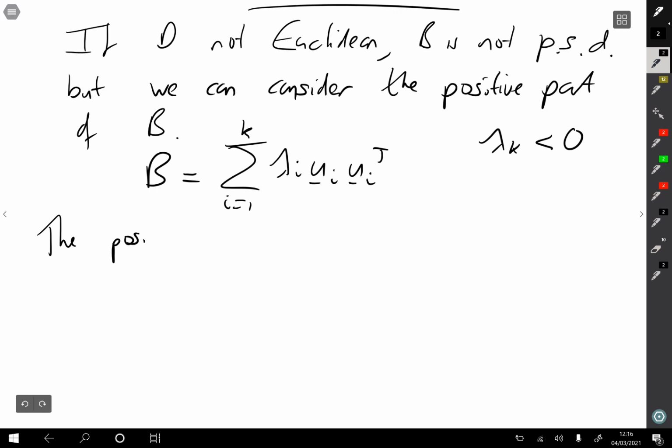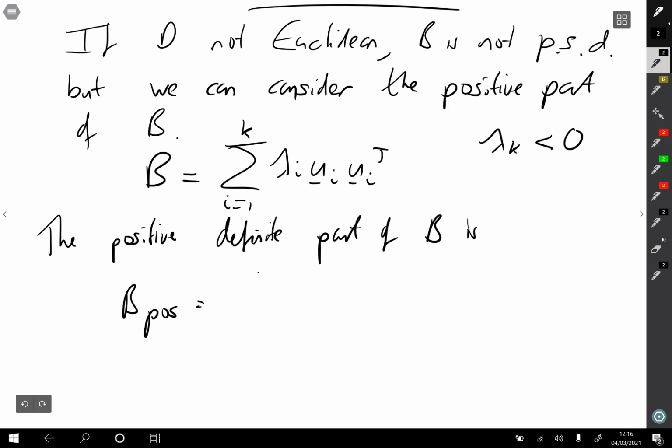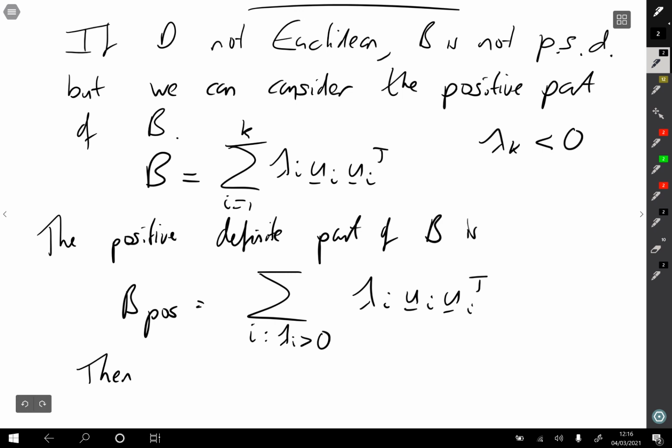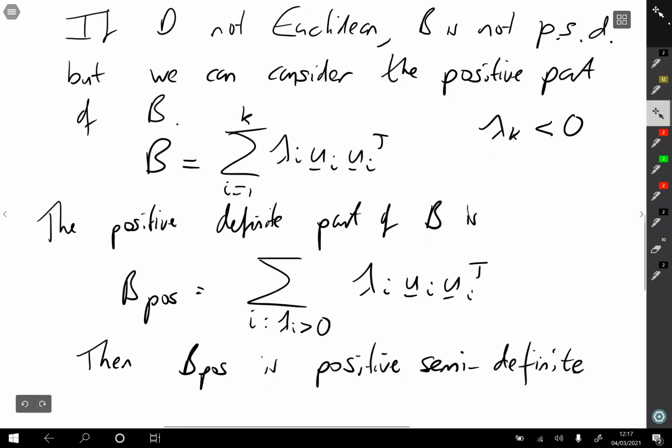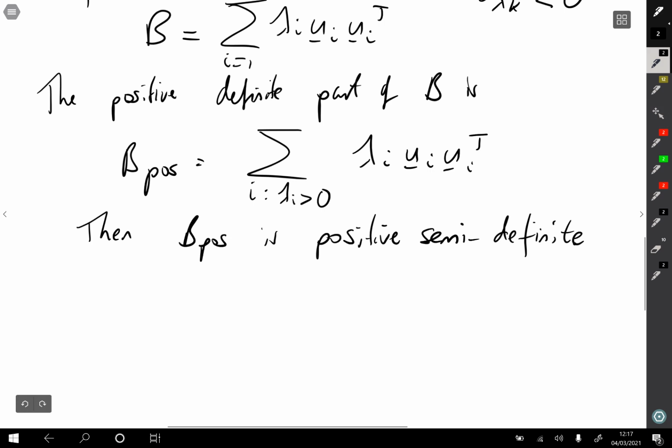The positive part of B, let's call it B pos, is obtained by summing up all those i's such that the eigenvalues are positive. So we have exactly the same form as before, lambda i u i u i transposed, but we only take the positive eigenvalues. Then B pos is positive semi-definite. So now once we've got B pos, we can use the theorem we had before.